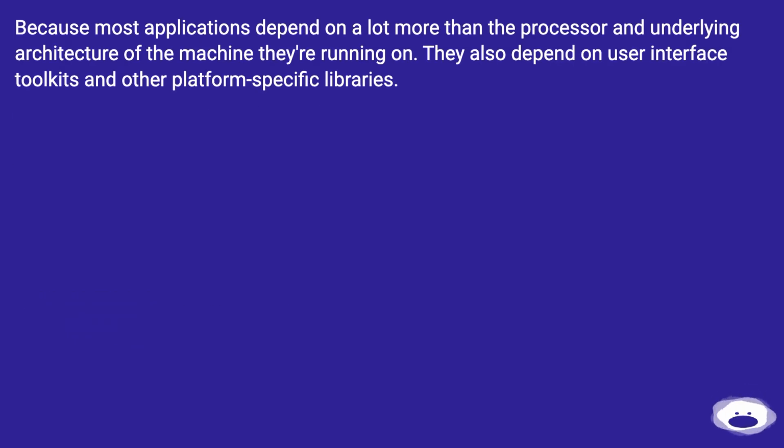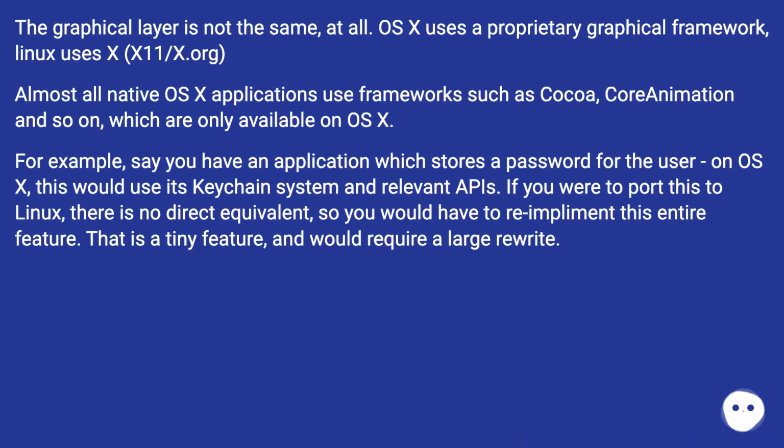Because most applications depend on a lot more than the processor and underlying architecture of the machine they're running on. They also depend on user interface toolkits and other platform-specific libraries. The graphical layer is not the same at all. OS X uses a proprietary graphical framework, Linux uses X11/X.org.